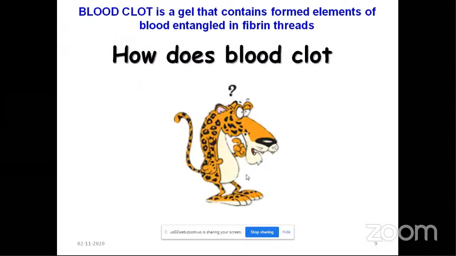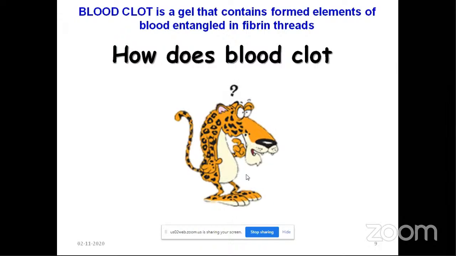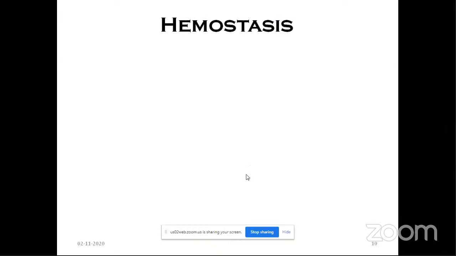It is called hemostasis. Hemostasis is the process whereby the clotting of blood is initiated and the leakage of blood from the damaged blood vessel is arrested. There is stoppage of bleeding. Now, what is the blood clot? It is a jelly-like substance, a gel, which contains formed elements of blood entangled within a network of fibers made up of fibrin. So how does this blood clot? It clots by a process which is called hemostasis.